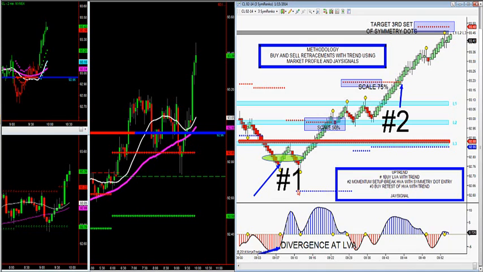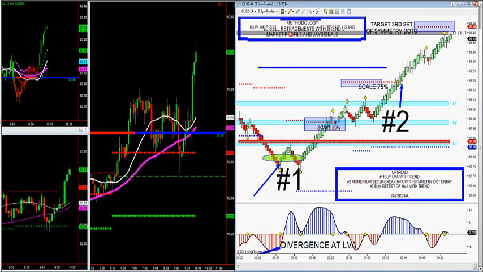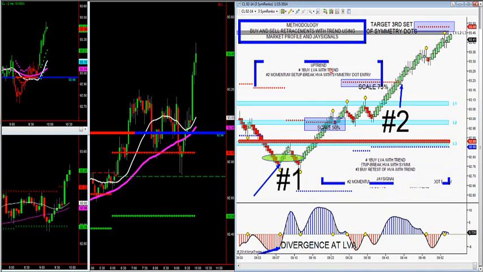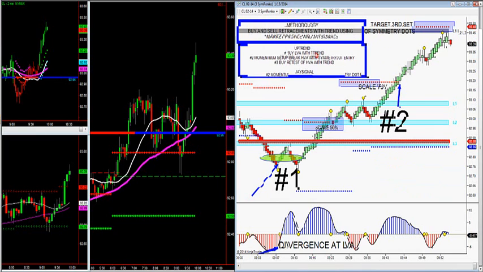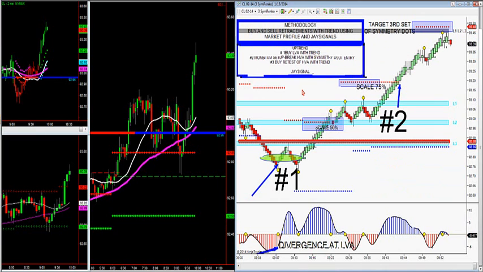But the method, let's go market profile. Let's go over our market profile trade here first. I have 3 setups that I show you how to do on market profile. You only need to learn 2 if you're a retracement trader and 1 if you are a momentum trader.